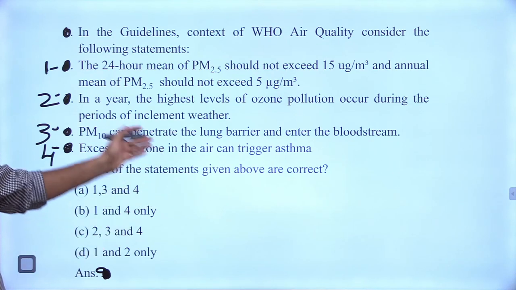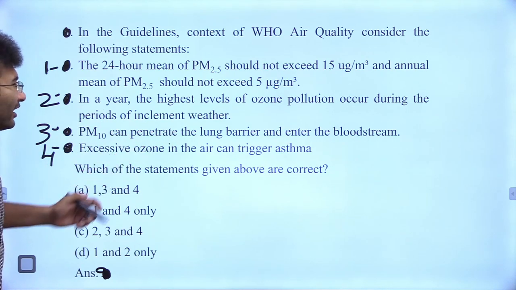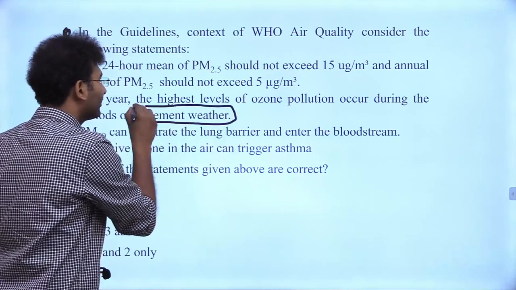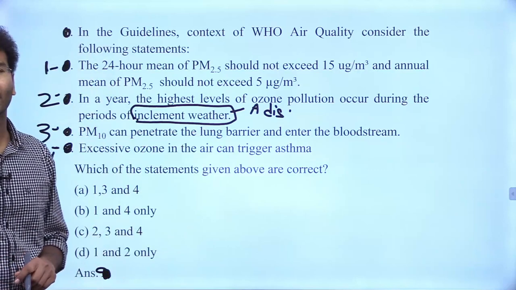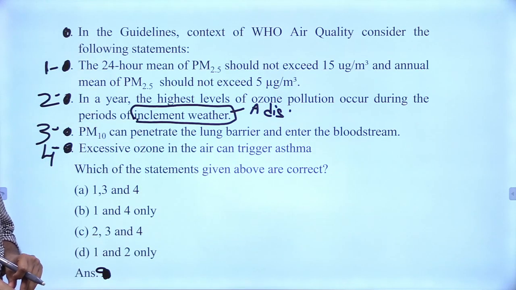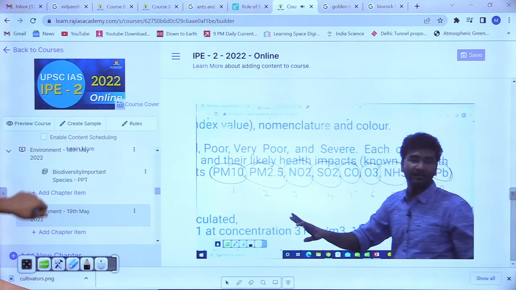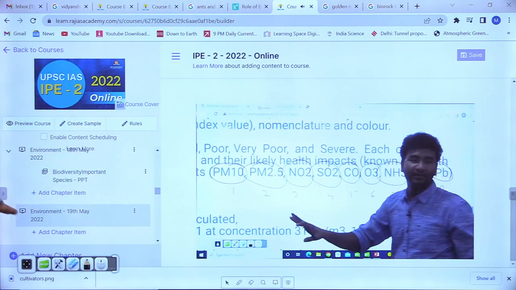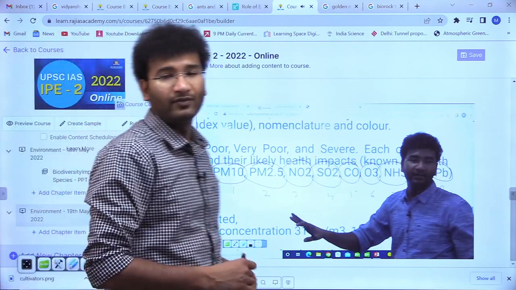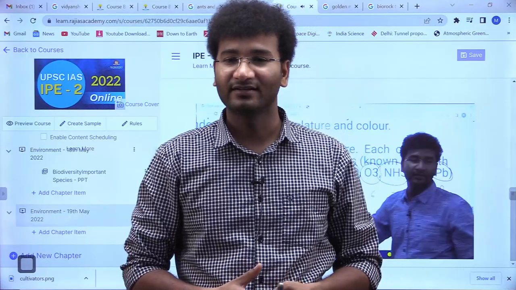The second statement: in a year, the highest level of ozone pollution occurs during periods of inclement weather. What do you mean by inclement weather? Inclement weather is nothing but disturbed weather. PM10 can penetrate the lung barrier and enter the bloodstream. Excessive ozone in the air can trigger asthma. So the correct answer here is A, and the proof is here. PM2.5, PM10, we discussed on 19th of May. And Vishal says 3 and 4, Galaxy says A.